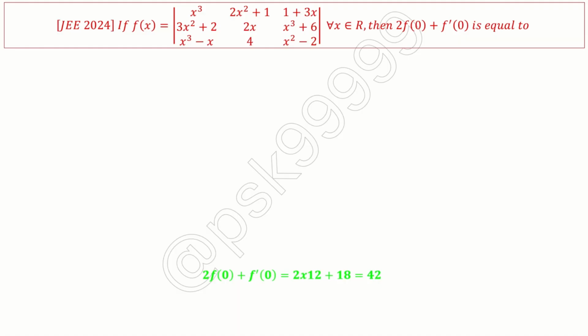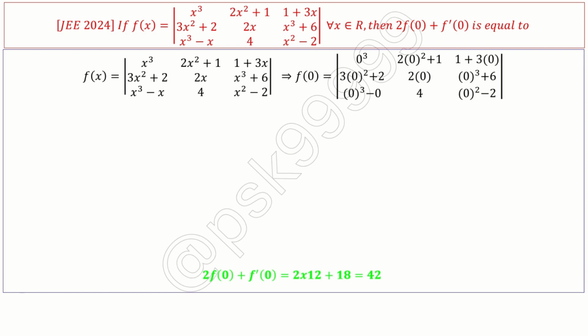Okay, f of x is equal to the determinant of the given expression here, where x is a real number, and then what is the value of 2 f of 0 plus f dash 0? Which means I need to find f of x and f dash x. Only then can I substitute x equal to 0 and get the answer. So how to do this? First one is simple. f of 0 is simple. I just need to substitute x equal to 0.